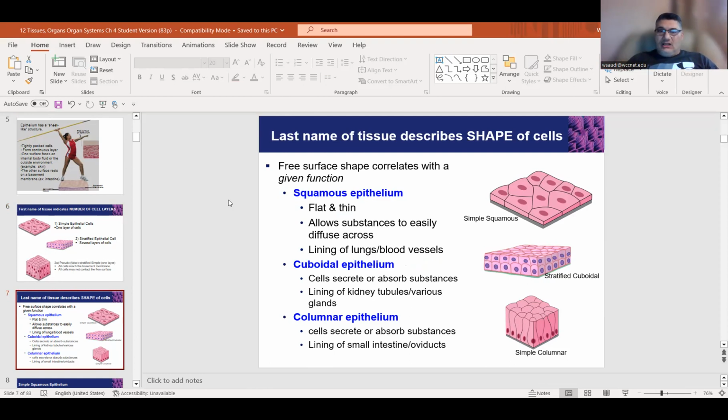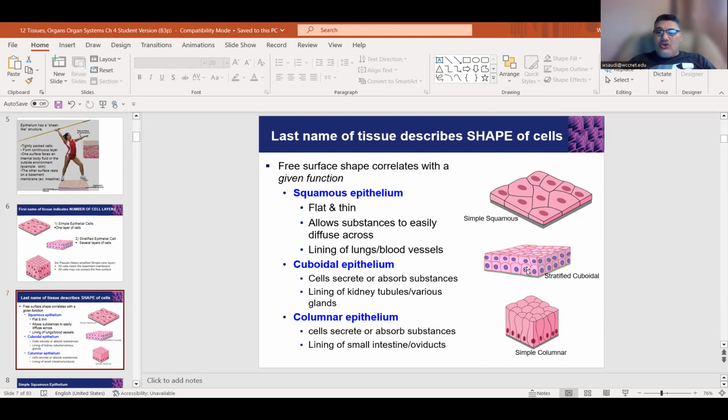Next, depending on the type of the cells you are using. Like simple is one layer of cells. The question is, which cells? Epithelial cells. What type of epithelial cells? This is our next classification. If the cells look flat, like this, we call it squamous. Squamous sounds like squeezed. When you squeeze something, you make it flat. This is just to help you remember. Squeezed, flat, thin. So this is squamous.